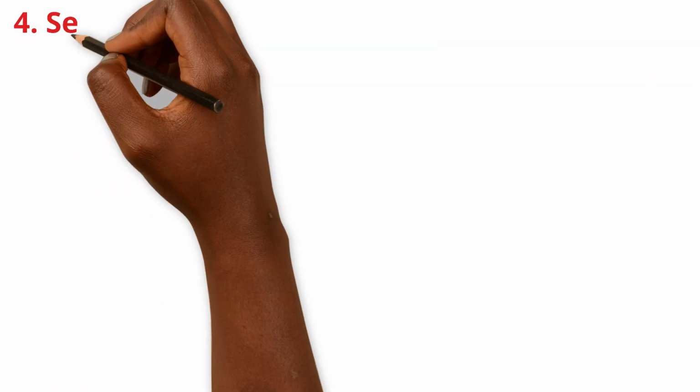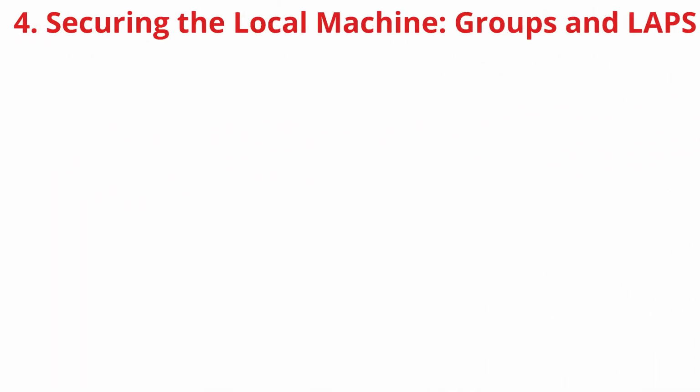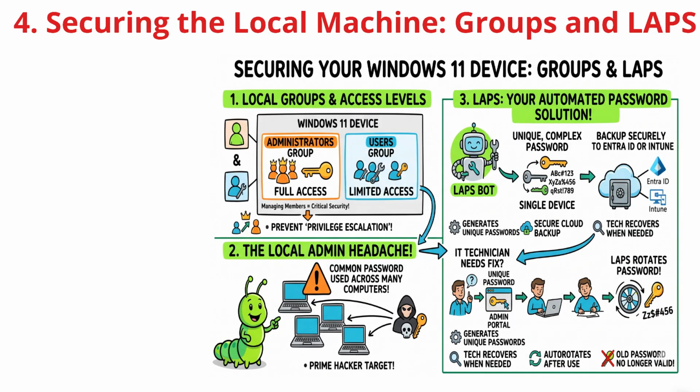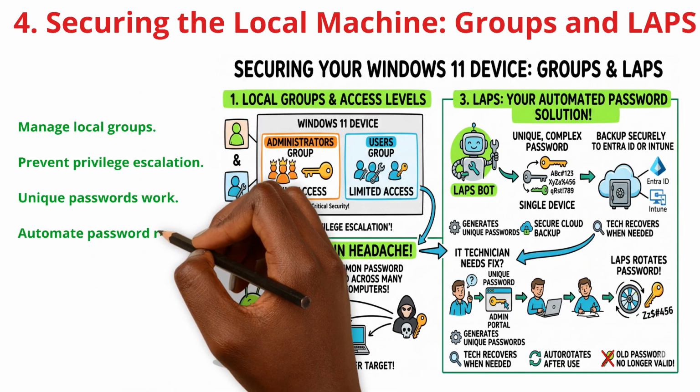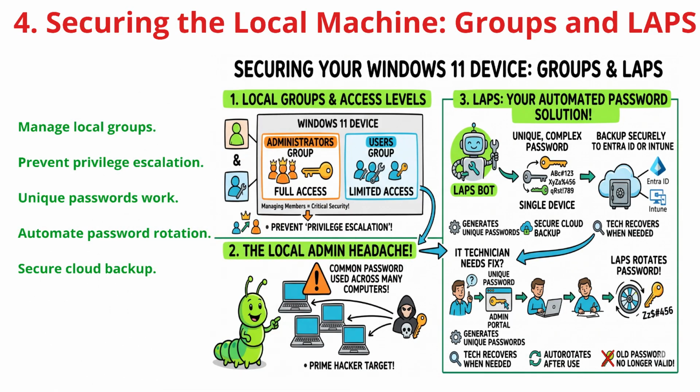Stay secure. Even in a cloud-driven world, your physical laptop remains a primary target. Think of your Windows device as having two main rooms: the administrators group, with keys to everything, and the users group, with limited access. Managing these is vital to prevent privilege escalation, where a standard user tries to sneak into that admin room. A major security headache is the local admin account. Using one password for thousands of PCs is a hacker's dream. That's where LAPS comes in.